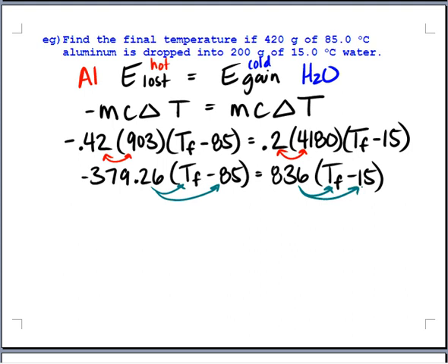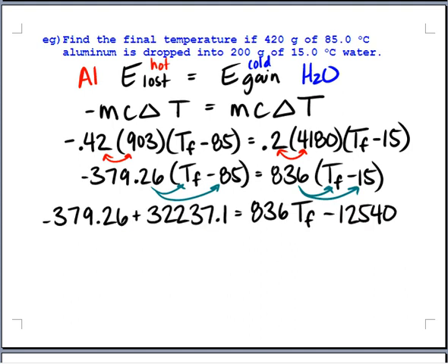So again, I'm going to pause the video here for a moment, do that number crunching, and I'll throw it up on the screen. So there's what we end up with after distributing into the brackets. And now we can start collecting, oops, I missed a TF in there. We can start collecting all of our like terms. So we're going to add 379.26 TF to both sides.